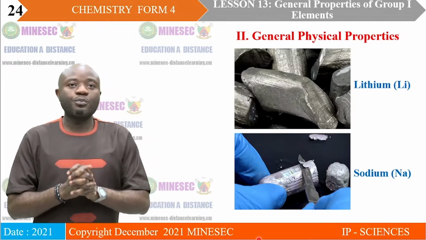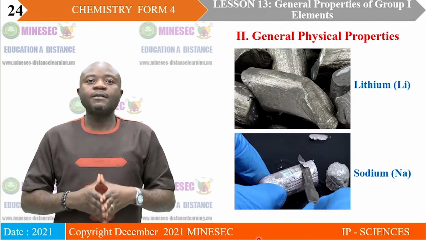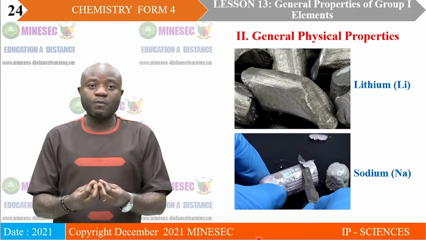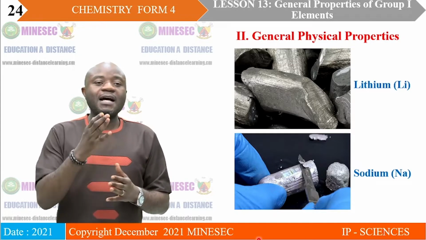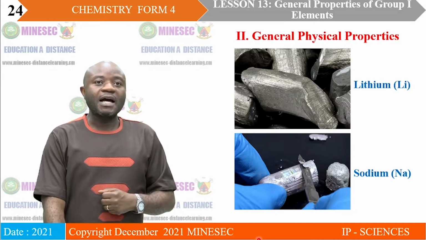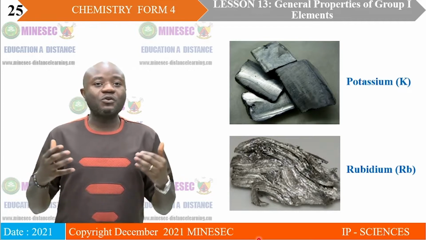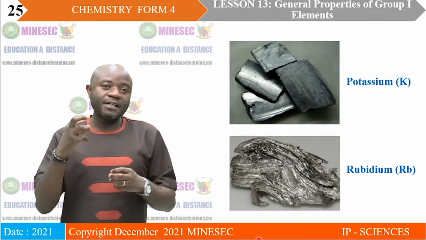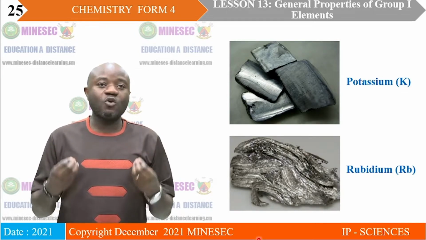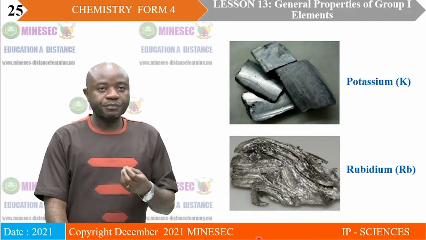General physical properties of group 1 elements. Here on this slide, we have a picture of lithium, we have a picture of sodium. Take note of their colors and take note of what is happening in the picture representing sodium. And then we also have potassium and we have rubidium. From the pictures that you've observed, is it possible for you to guess or propose some of the physical properties of group 1 elements?